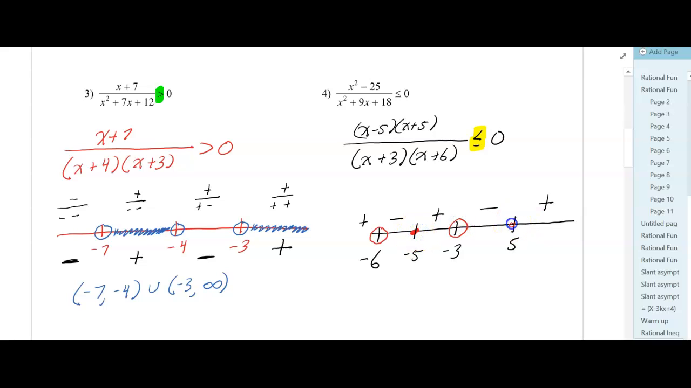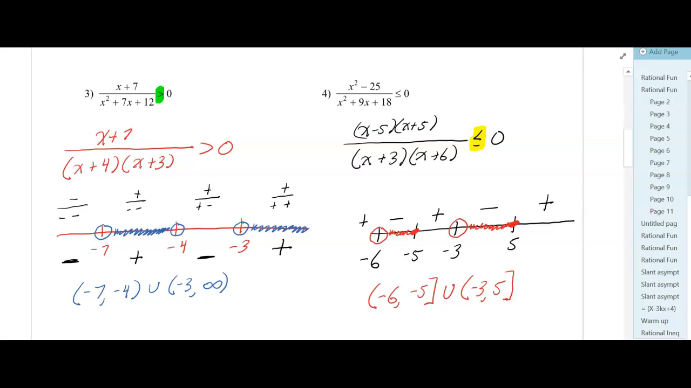We'll have closed dots, meaning we can include the -5 and 5. We're looking for less than 0, so we are in this shaded section. So the answer to this problem would be -6 to -5, union -3 to 5 with a bracket.